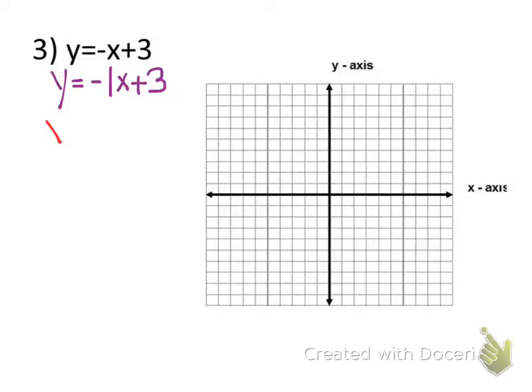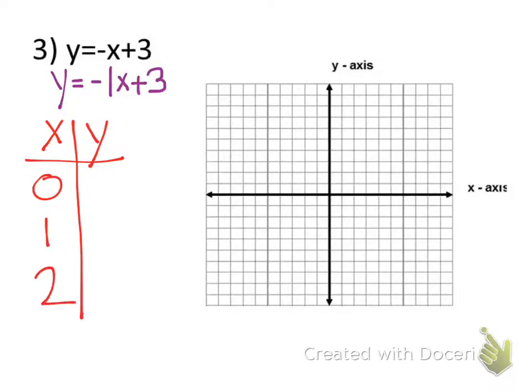All right, so what do I want to plug in first? 0, 1, 2. So I'm going to take the x out. I'm going to put a 0 in. So I have negative 1 times 0 plus 3. What's negative 1 times 0? And what's 0 plus 3? 3.